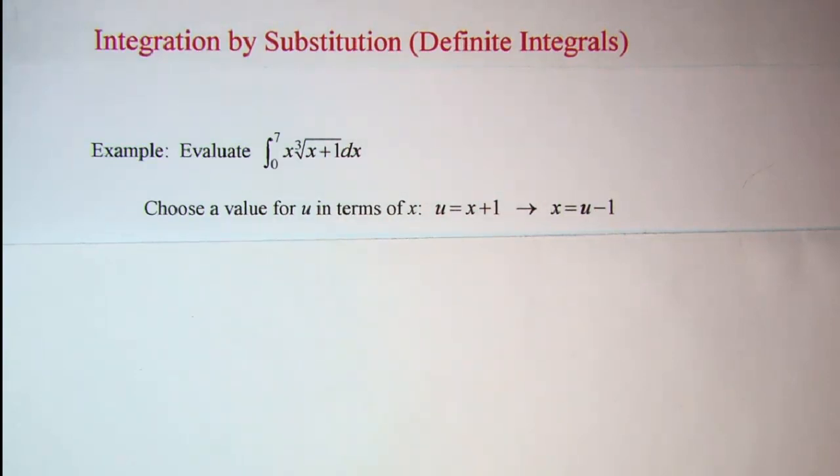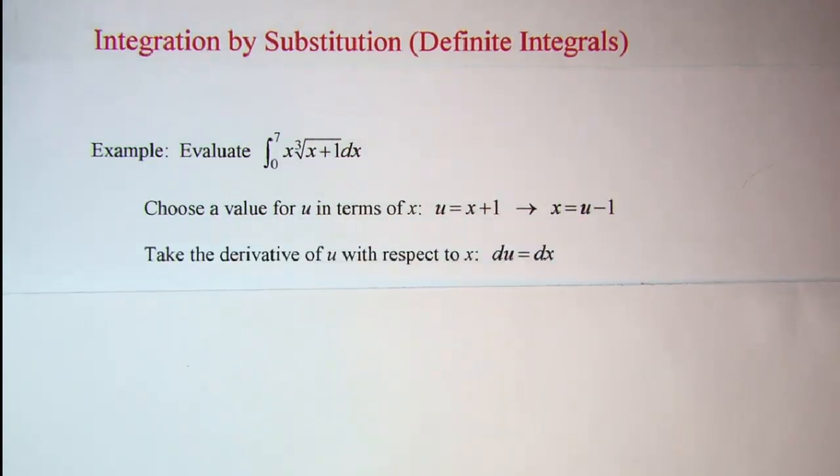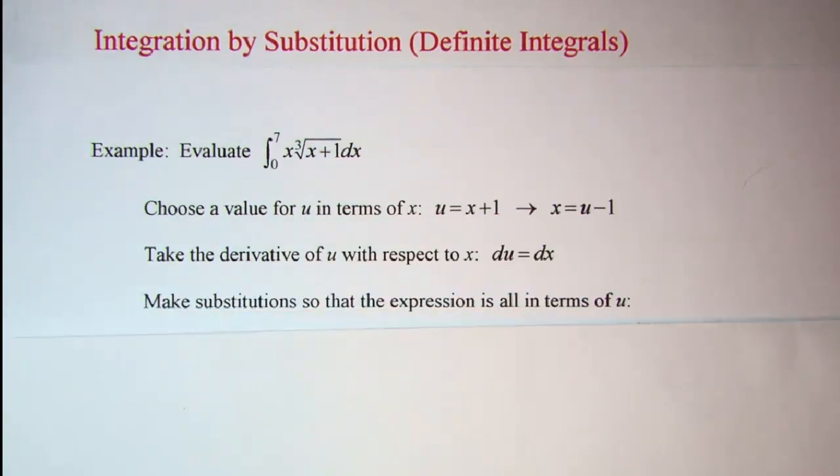Our next step is to take the derivative of u with respect to x. So we get du is equal to dx. Then make substitutions so that the expression is all in terms of u.